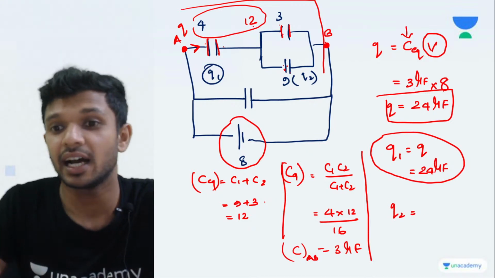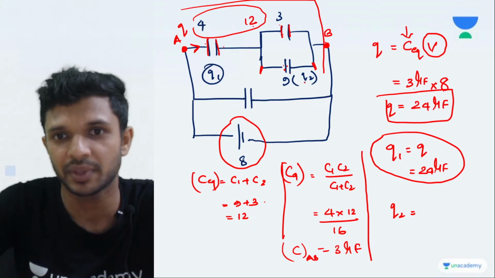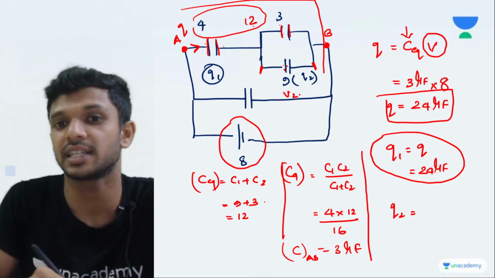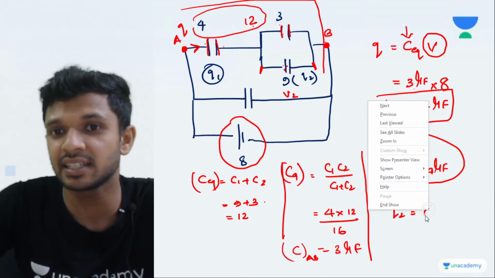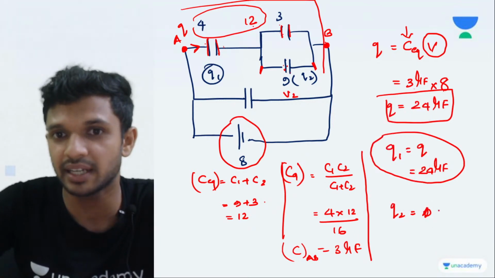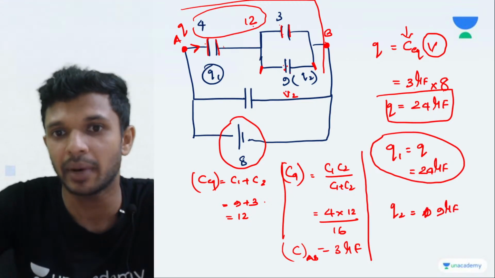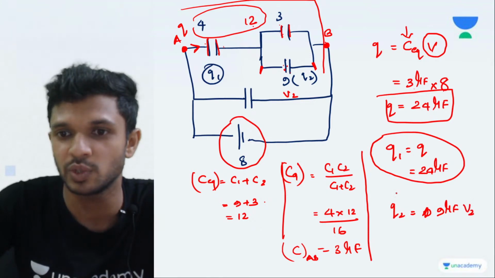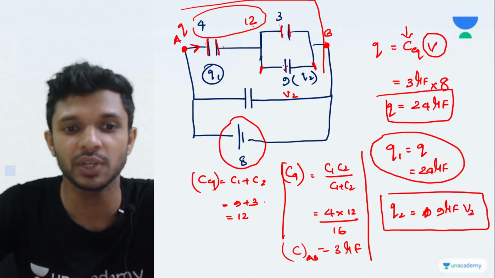How will you do this? This can be found out by finding the potential across it, right? Let's call the potential across it V2. So the charge across that is equal to the capacitance across that. What is the capacitance? 9 microfarad, right? Multiplied by the potential across it, V2, which we don't know. So for finding Q2, what we need is V2.